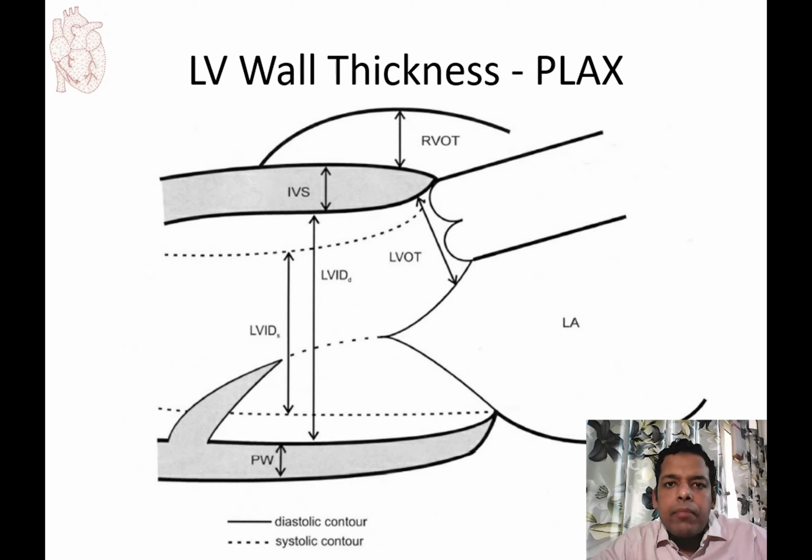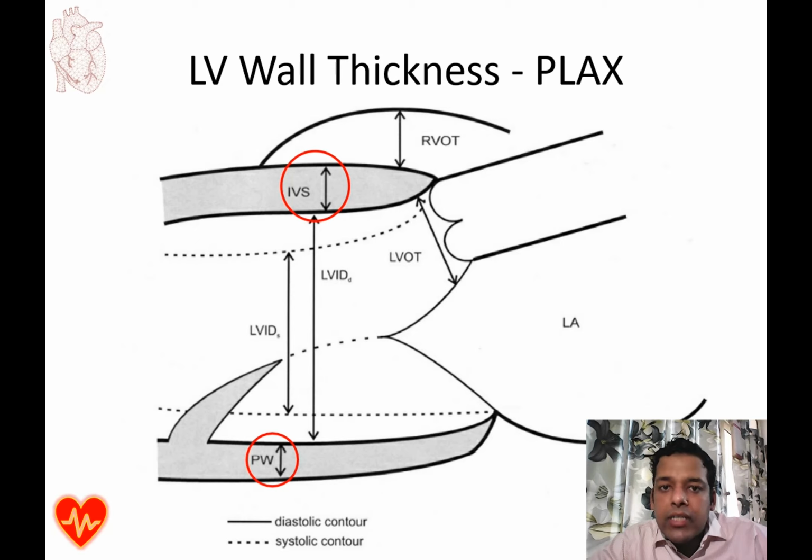This schematic representation of the parasternal long axis view shows the different measurements. We can perform linear measurements of the posterior left ventricular wall and the interventricular septum and correlate with standards to diagnose left ventricular hypertrophy. A simple rule of thumb is that the upper normal limit is 1 centimeter for the posterior wall and the interventricular septum in adult males.